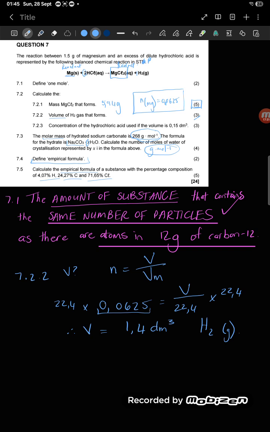So, what have I got? 7.2.3, concentration. So, I've got concentration. C is equal to, concentration is moles over volume of hydrochloric acid. So, I've got the moles of hydrochloric acid. I've got 0.0625, which we found out before.